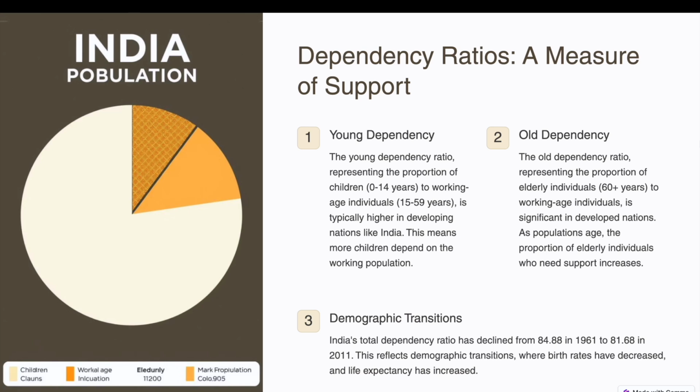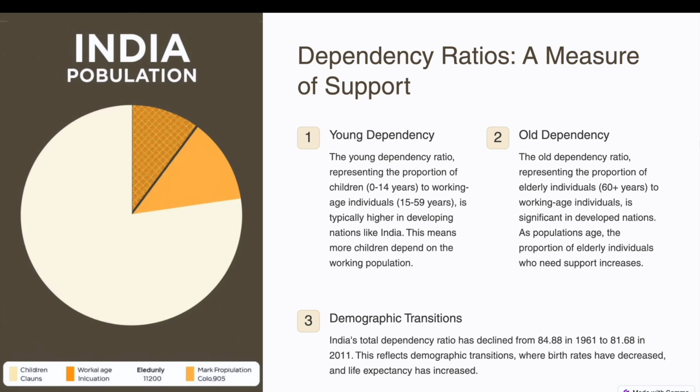Young Age Dependency Ratio, YADR, refers to the proportion of the population aged below 15 that is dependent on the working age group. Old Age Dependency Ratio, OADR, refers to the proportion of the population aged above 60 that is dependent on the working age group. When combined, they give us the total dependency ratio.